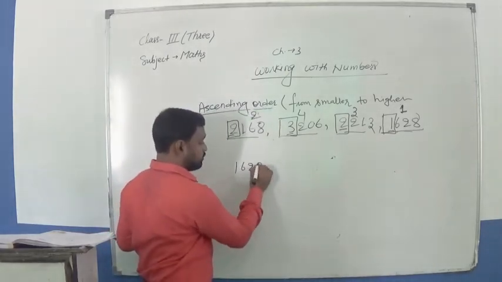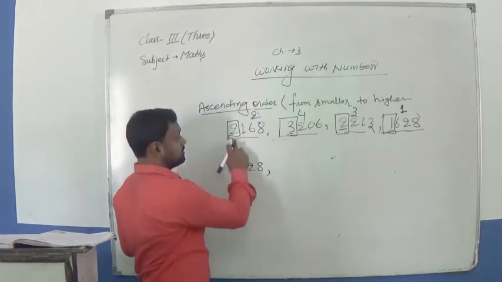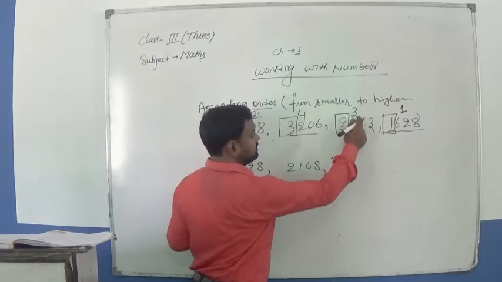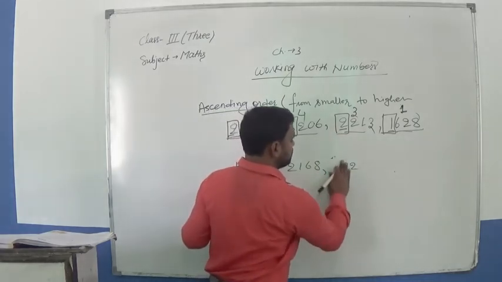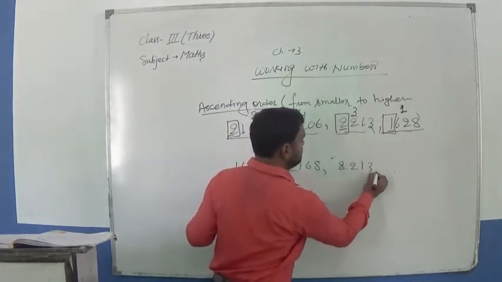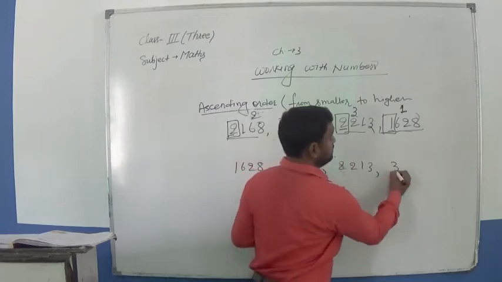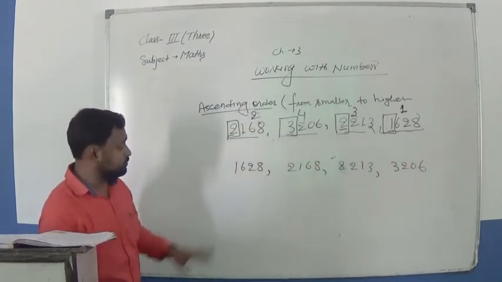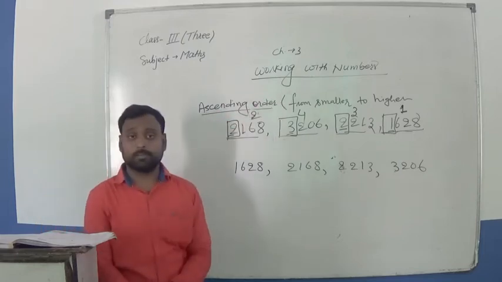1628, 2168 third, 2213 and fourth 3206. We have just arranged in ascending order. Okay.